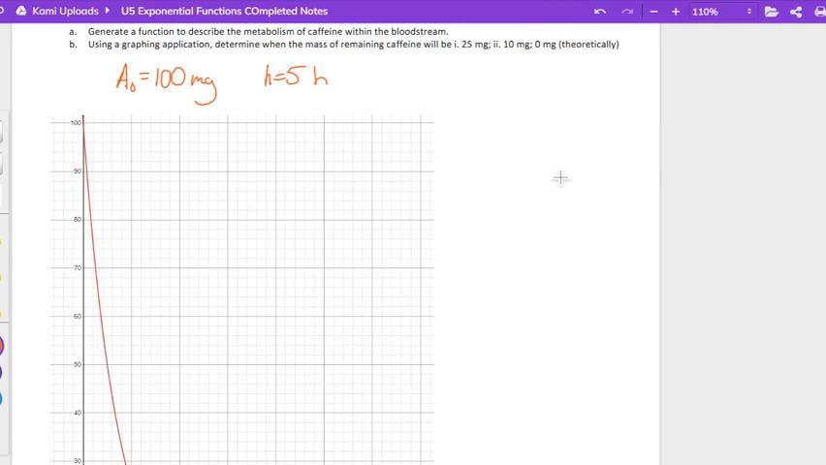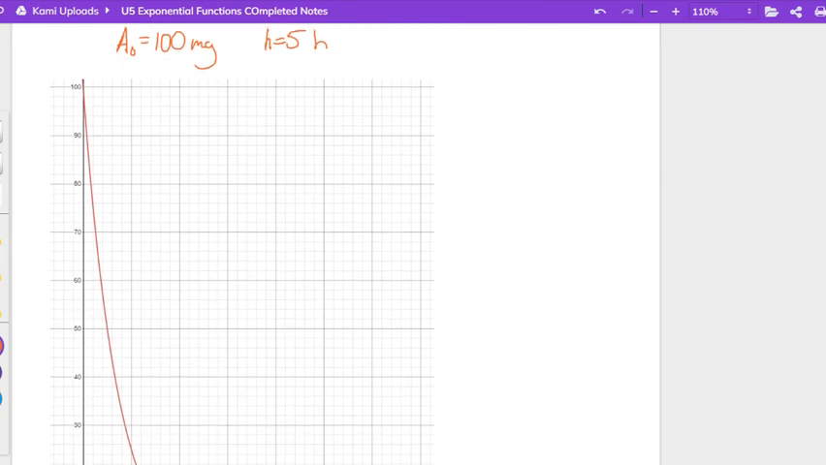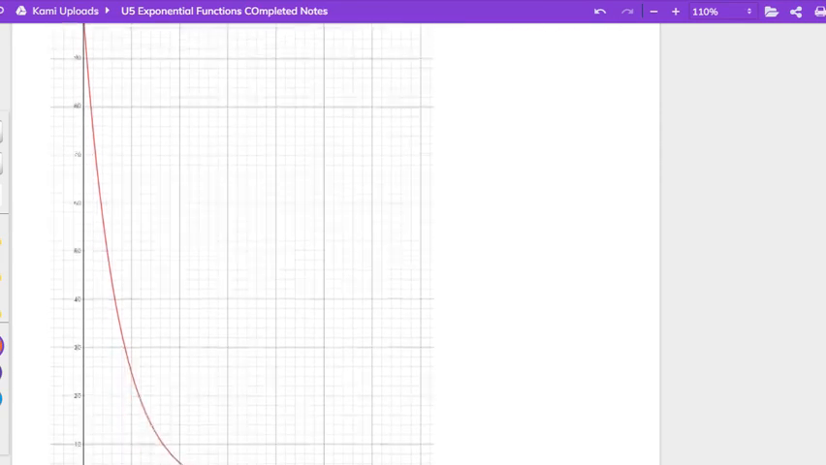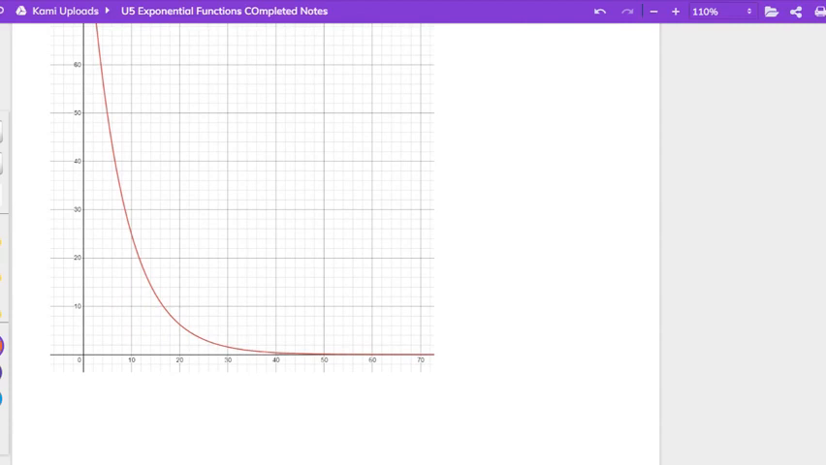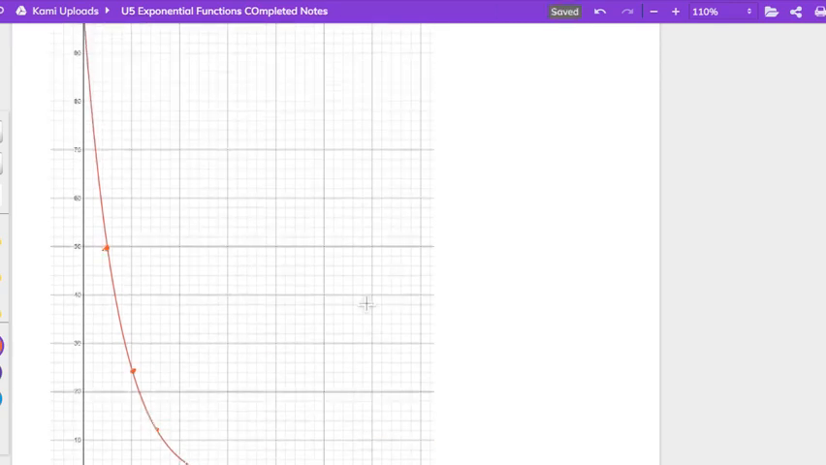Could you have drawn this graph? You could have. So after 5 hours, how much caffeine is in your body? 50 milligrams. Look here. Oh, that's 10 hours. 5 hours, we're at 50. After another 5 hours, how many milligrams should we be at? 25? Oh, yeah, we're there. After another 5, so 15, we're at 12.5. So you could, in theory, have drawn this graph.